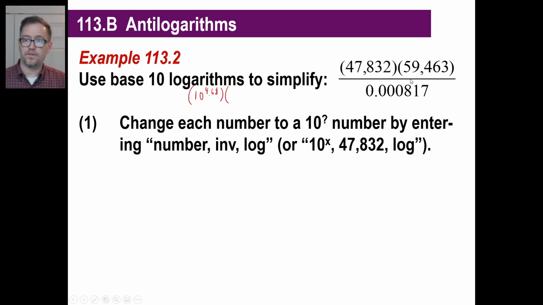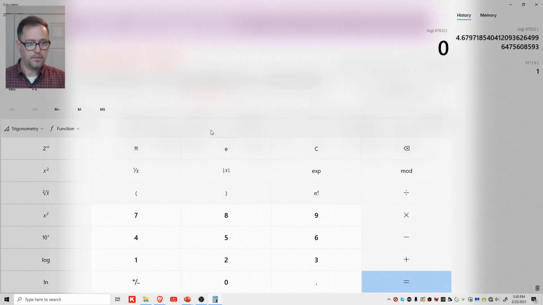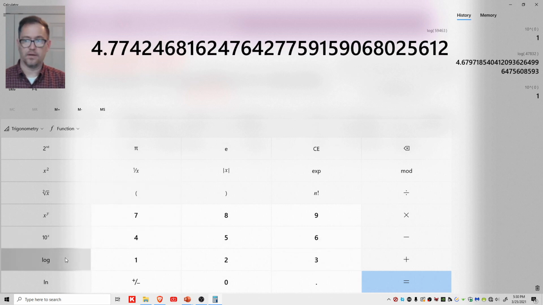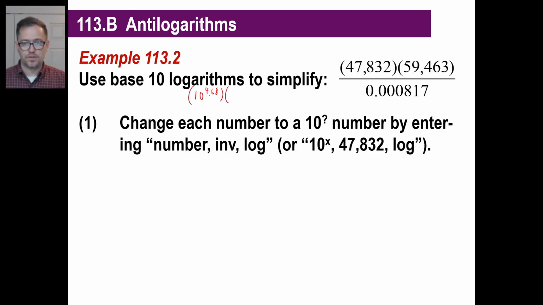Let's try it again. 59,463. So we'll start again. 10 to the x power. Type in the number, 59,463. Then we'll hit log, and we get 4.77. That means that number, 59,000 and so on, is 10 to the 4.77 power, approximately.